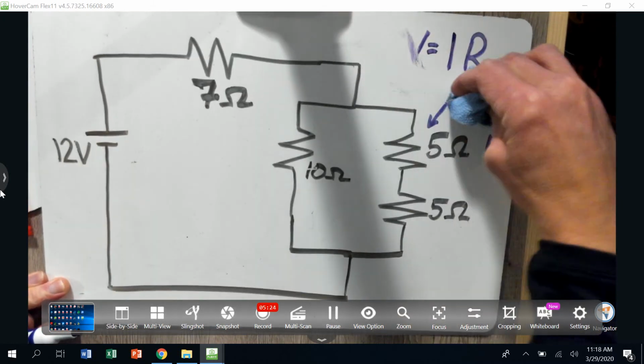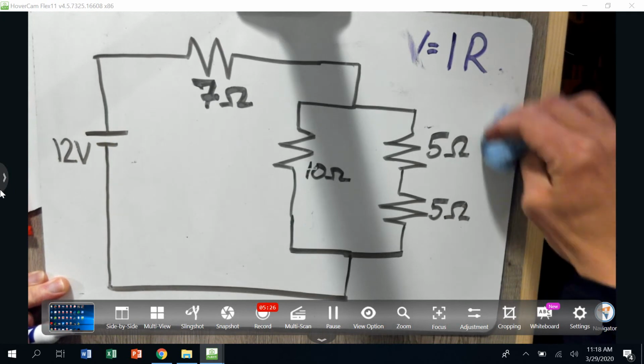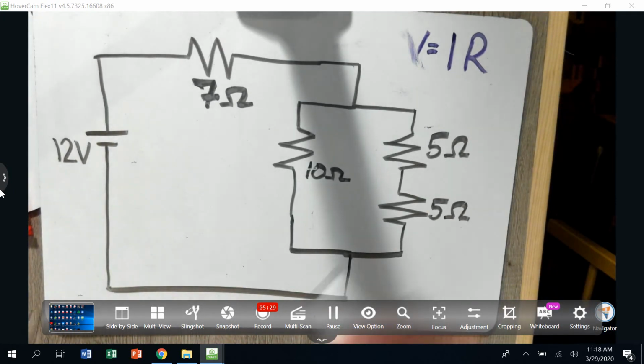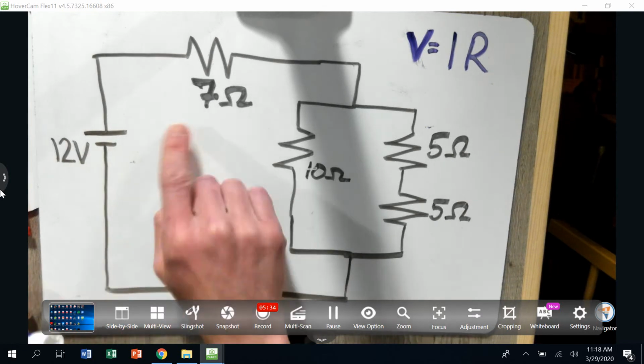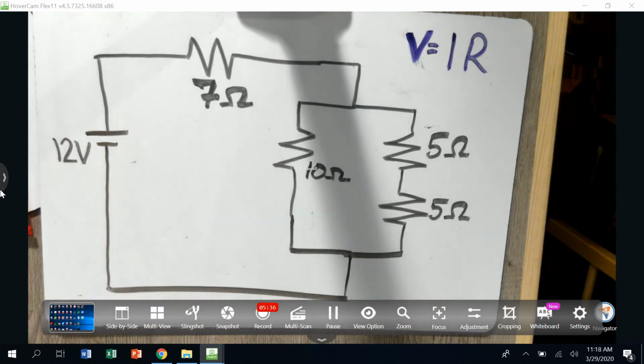So let's take a look at what we call solving an electrical circuit. So V equals IR. The first thing we need to do in solving a circuit is figure out the total resistance in the circuit. To do that, I'm going to have to sum up all of the resistors in that circuit in some way. So let's look at a couple different ways that we sum up the amount of resistance.